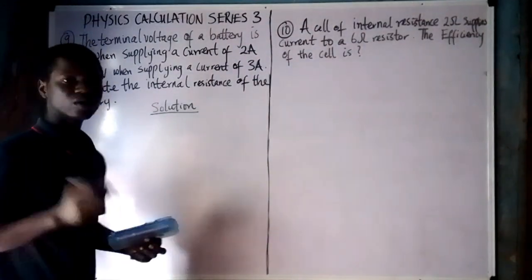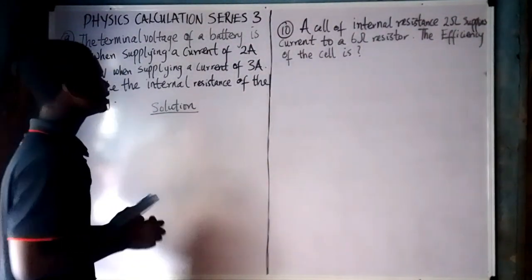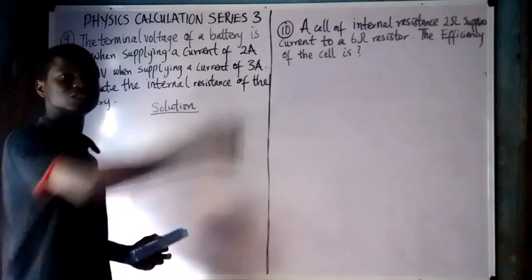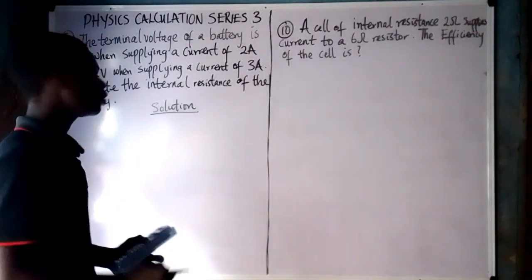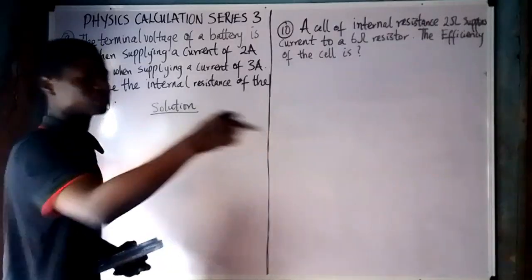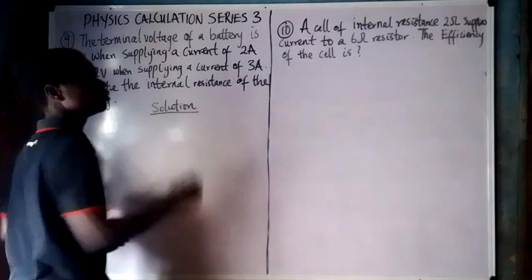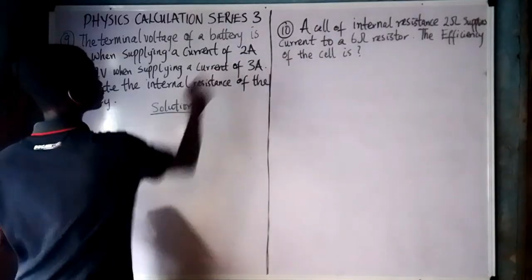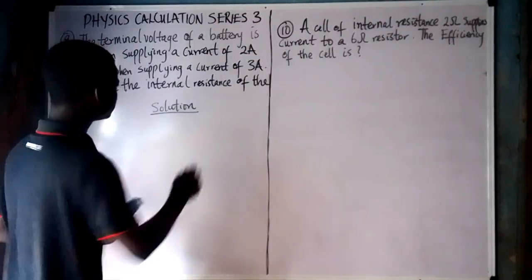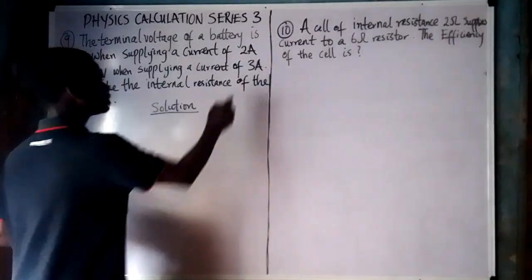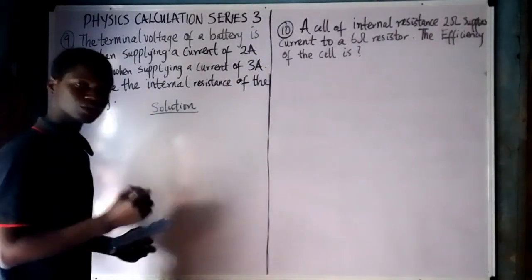Let's see what can be done to this question. Now understand something, we are comparing terminal voltage and current. When the terminal voltage is this, the current is this. When the terminal voltage is that, the current is that. So we call this first terminal voltage V1, this first current I1, this second terminal voltage V2, and this second current I2. So let's see how that works.